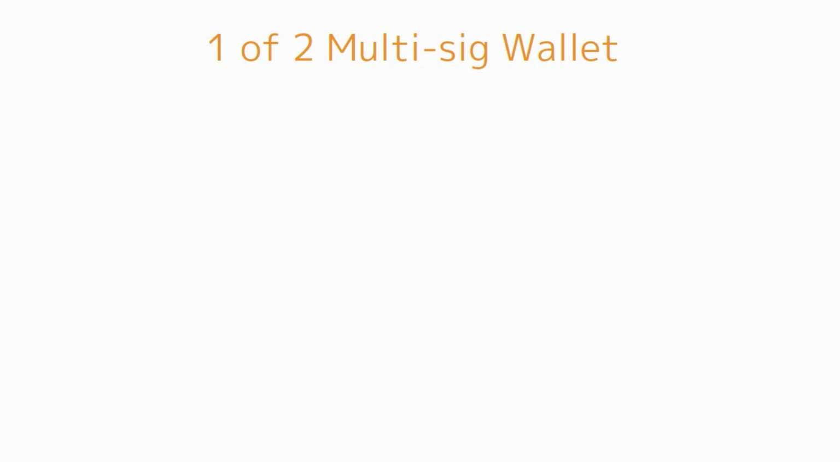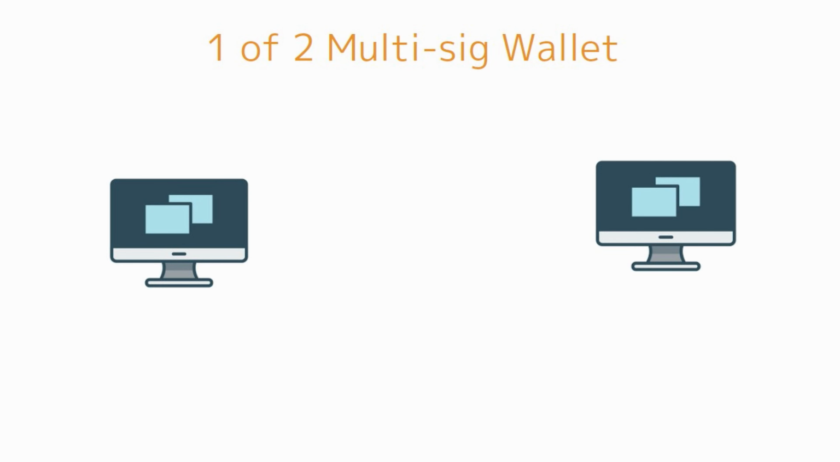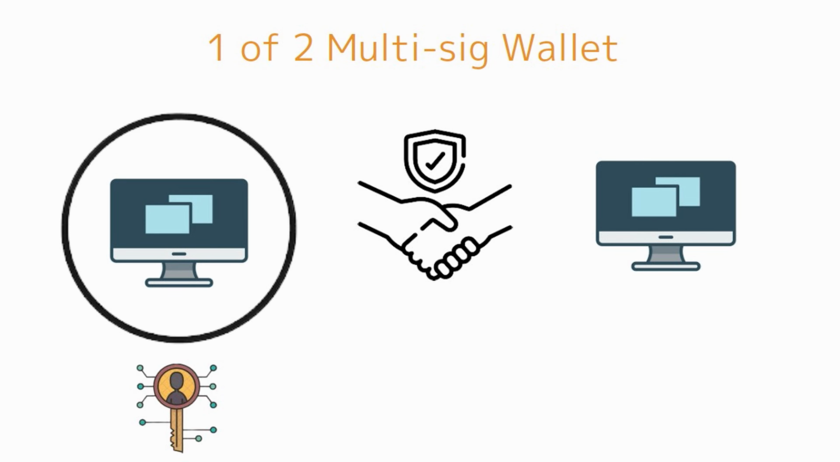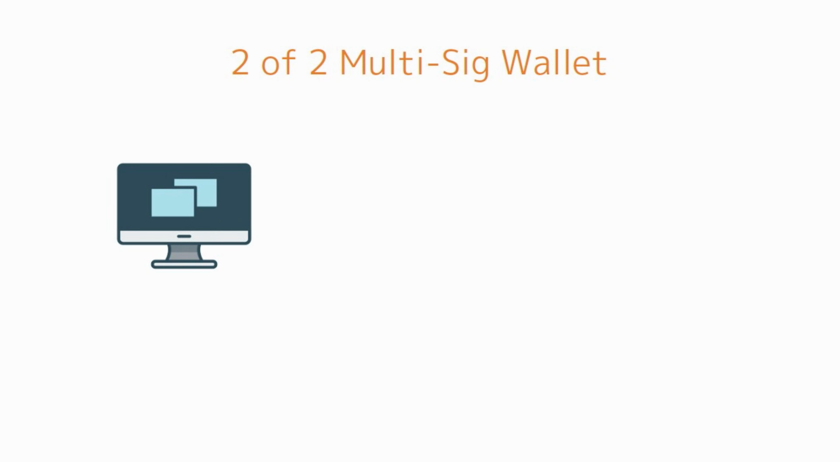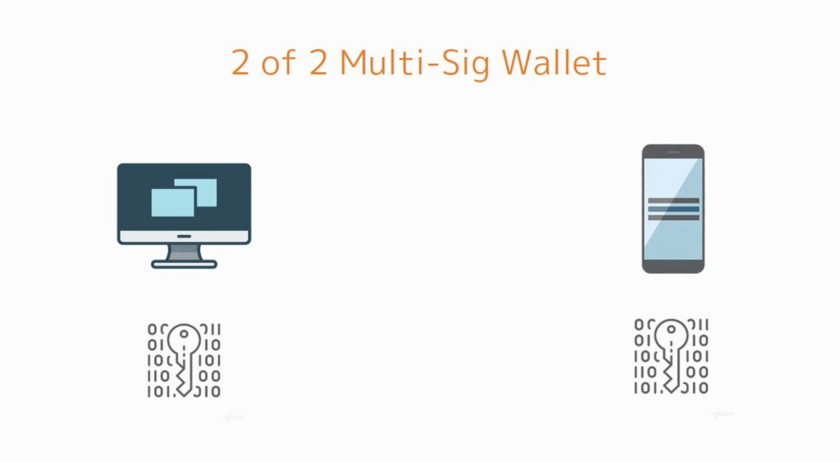1 of 2 multi-sig wallet. These types of wallets are most useful when there are only 2 people sharing a multi-sig wallet. With 1 of 2 multi-sig wallets, only one of your private keys is necessary to complete a transaction. This requires that both parties trust each other, which depending on the scenario can have potential drawbacks. 2 of 2 multi-sig wallet. The purpose of a 2 of 2 multi-sig wallet is to keep private keys on 2 separate devices. For example, one private key should be kept on a computer and the other on a smartphone. This ensures that a transaction cannot be completed without a signature from both devices.